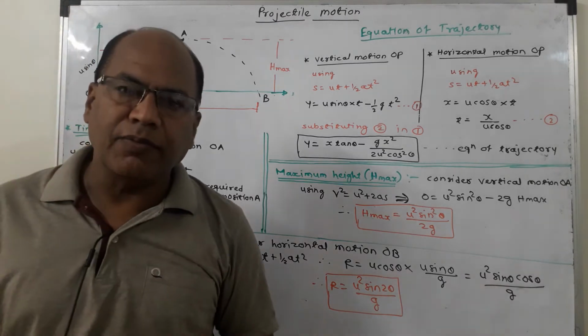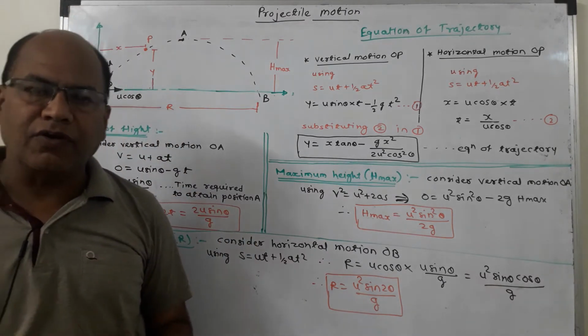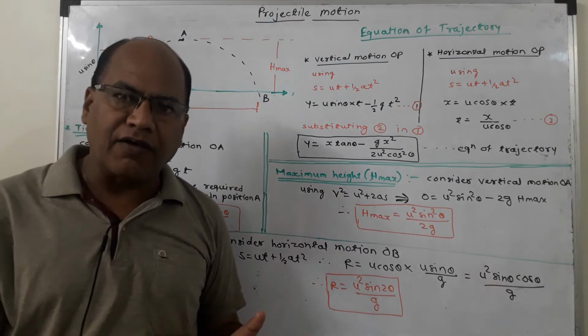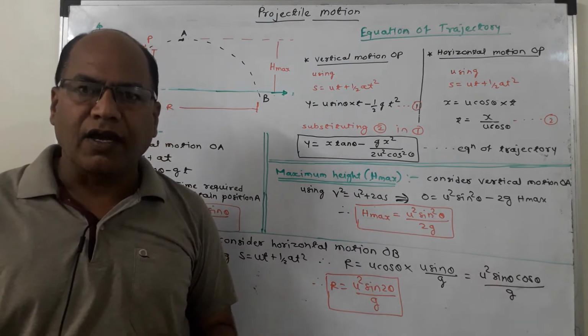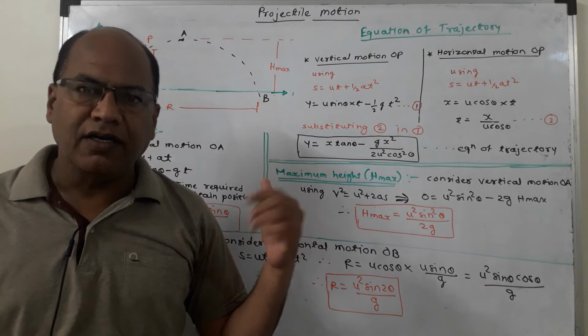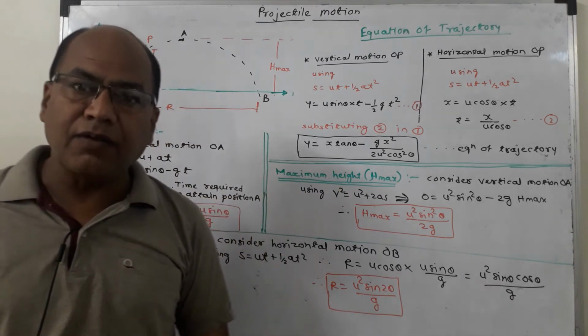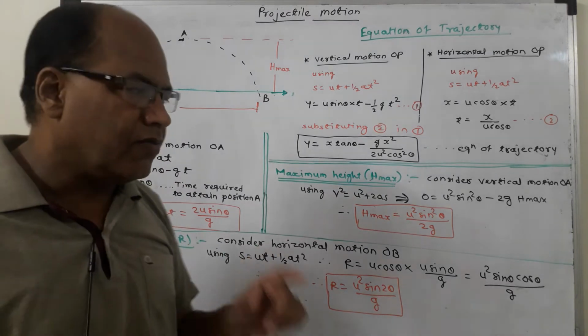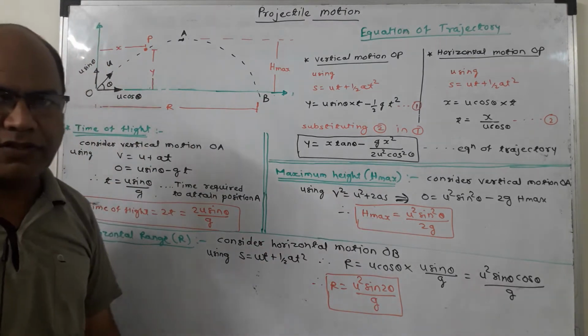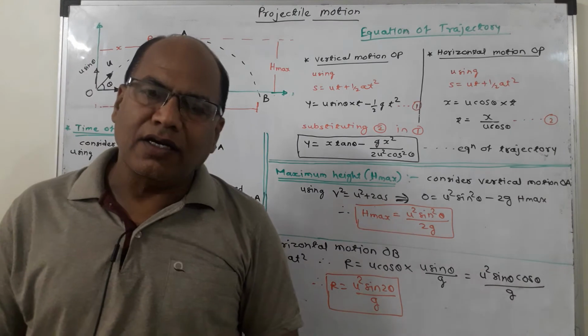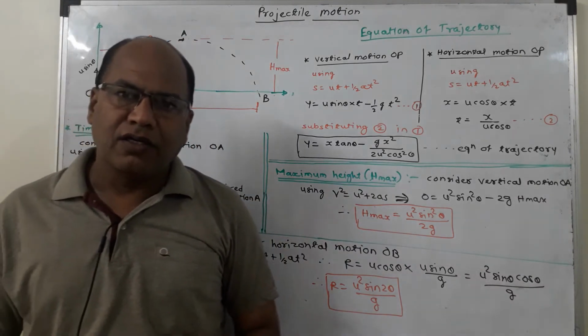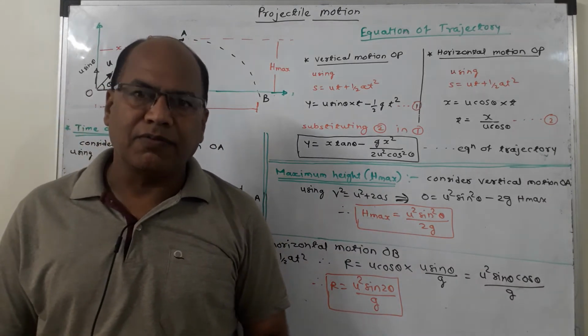So what you should remember is that the vertical component of velocity changes. For the first half, it goes on decreasing, it becomes 0 at the maximum height. Thereafter its direction gets reversed and it goes on increasing again because of the gravitational acceleration, whereas the horizontal component remains constant. Now while studying the projectile motion, a few more terms are to be explained.